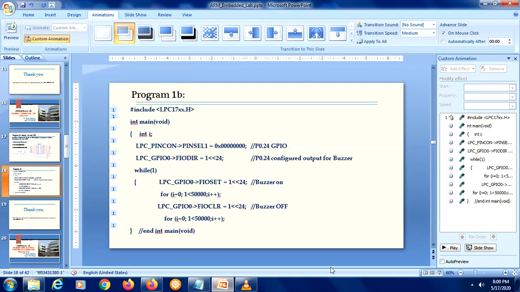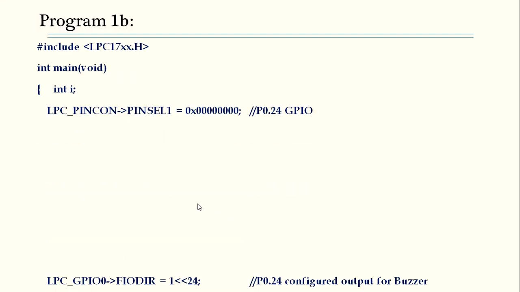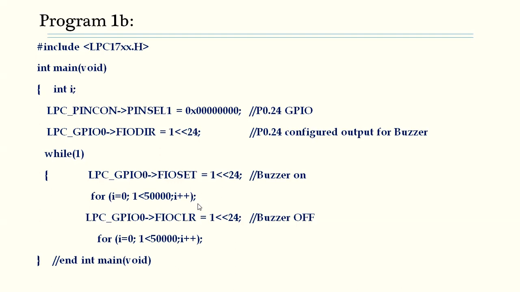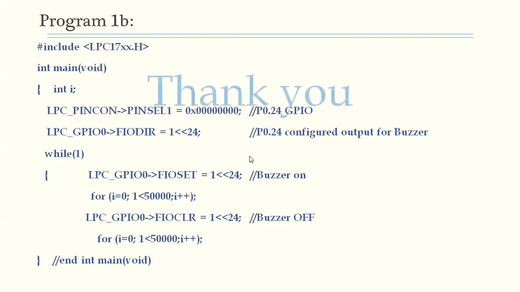So this is how it goes with the program, and we have seen that the buzzer is on for the given pin, that is P0.24. A pretty simple example. It's just to understand clearly the programming of the GPIOs.